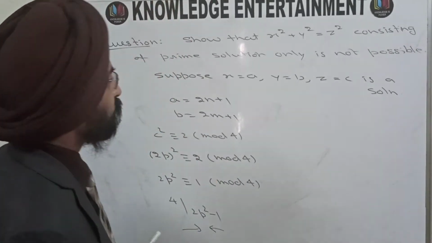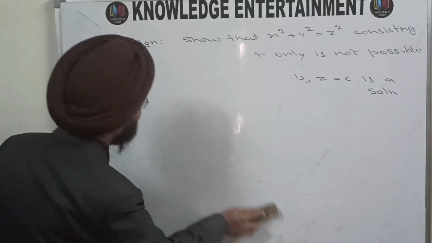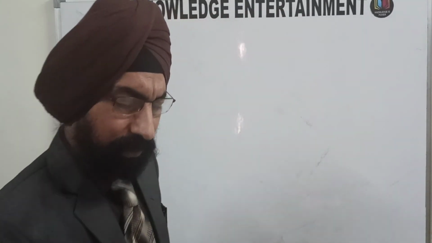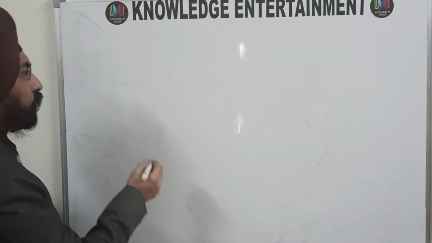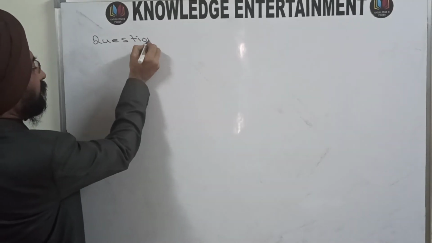In the equation x square plus y square is equal to z square, we can never have all x, y and z satisfying this equation to be prime numbers. Another question for this video, note down the question and then we will move on to the solution.